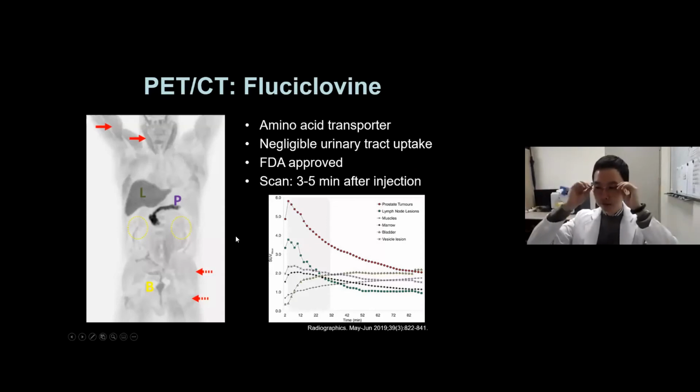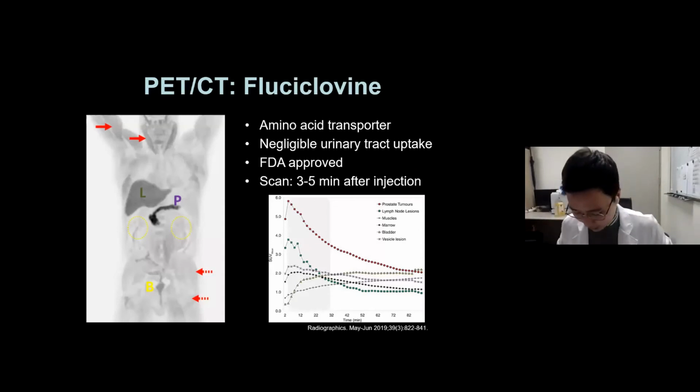So choline PET is actually the only alternative agent that is approved for usage in biochemical recurrence of prostate cancer in Korea. But there are some ongoing studies regarding the gallium PSMA targeting agents. But for now, it is the only approved agent in Korea.